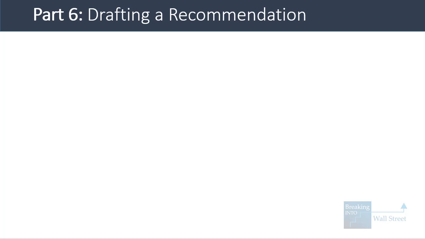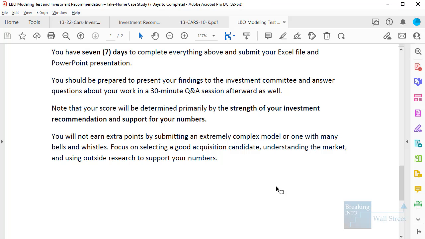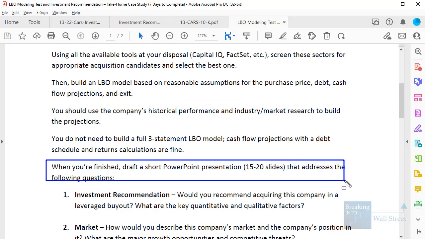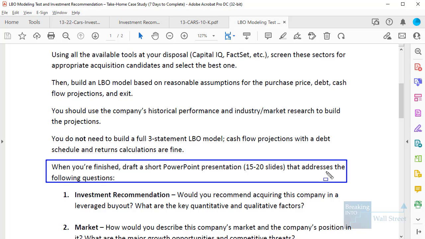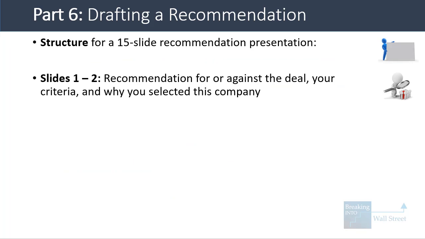Let's now talk about the last part here, which is drafting the investment recommendation. For a 15-slide investment recommendation, which matches what the case study told us to do, they said directly right here, 15 to 20 slides. So we're going with the lower end of that, 15. I would suggest something like this. Slides 1 to 2 can be a recommendation for or against the deal. You can set out your criteria and say why you selected this company.